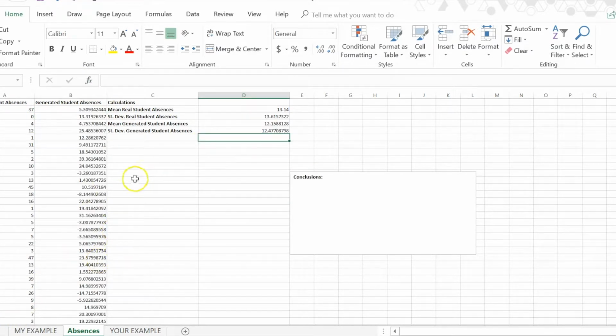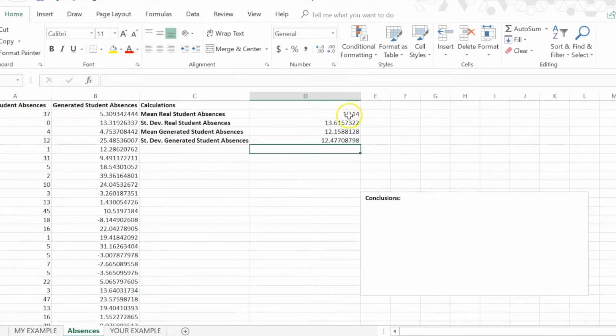Taking a quick look here. All I did was the same steps as before, so I calculated my mean and standard deviation, generated some data, and then the mean and standard deviation for my generated data as well. Now, when we look at this, this is where I'm talking about making sense of the numbers. Here we see that this doesn't make a whole lot of sense. If I'm talking about absences, and we think of you're either here or you're not, it's kind of a binary thing.